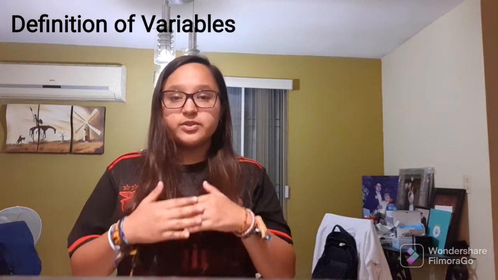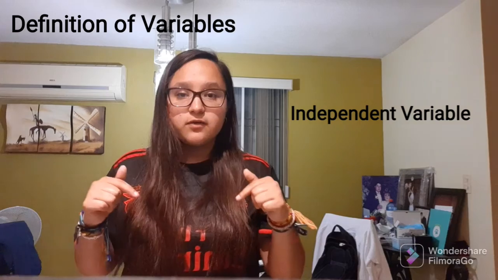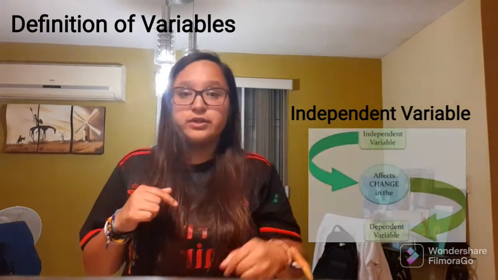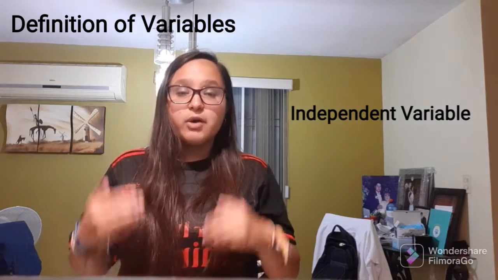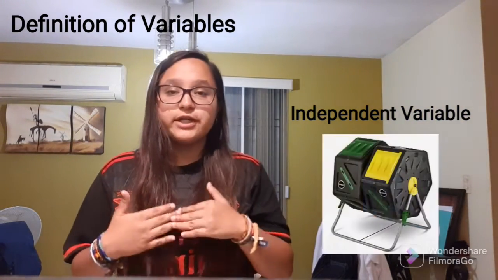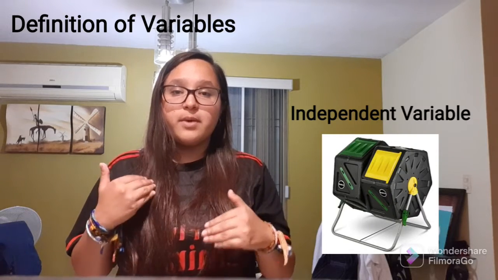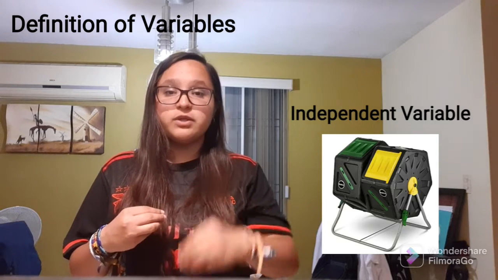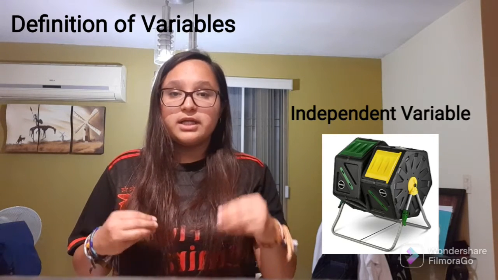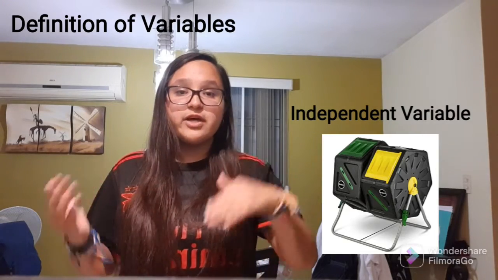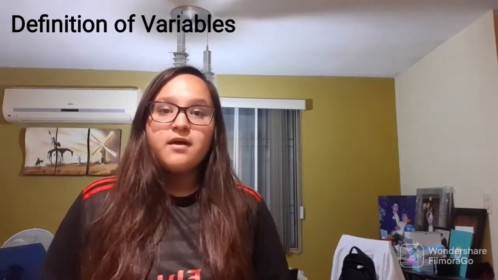Then we have the independent variable. This variable is the factor or condition you manipulate during an experiment. Our independent variable is the composter, as we try to show that the composter from our STEM project is more effective and will give better results in the production and quality of the compost than other composters.